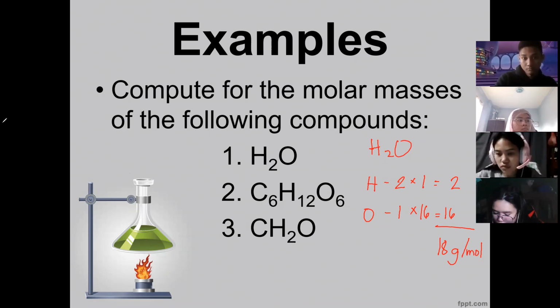That's the molar mass. Ay, joke. Anong joke? Okay. Sige.